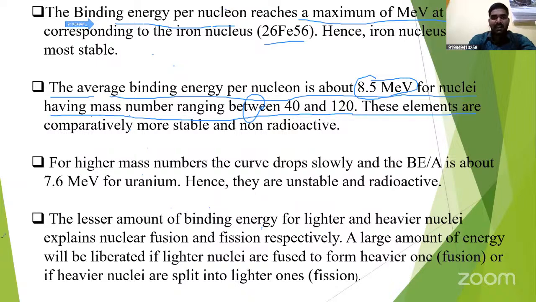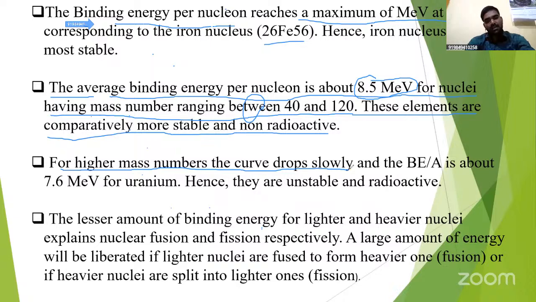These elements are comparatively more stable and non-radioactive. So these elements are what? Comparatively more stable and non-radioactive. For higher mass numbers, the curve drops slowly.